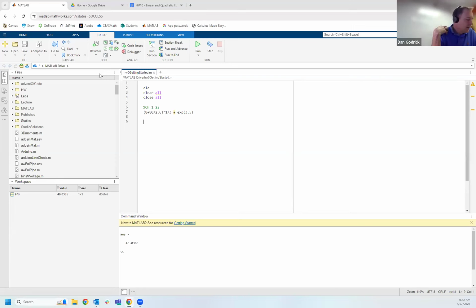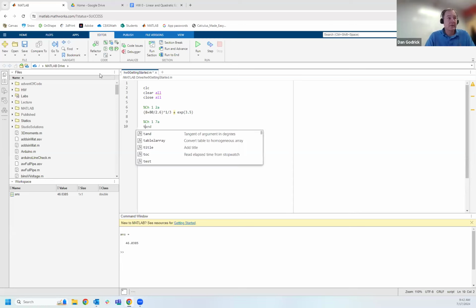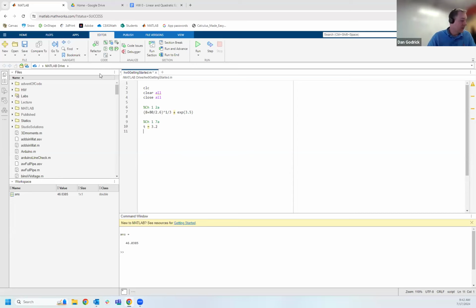Well, I'm going to do 7. Always good to say chapter 1, 7a. To define a variable, you just say t. It says define a variable t. Okay, t is equal to 3.2. And now we just use t.